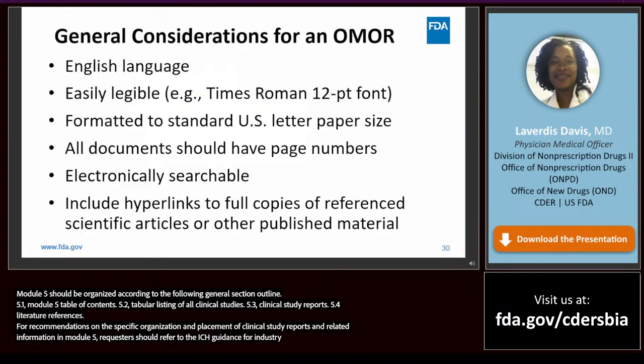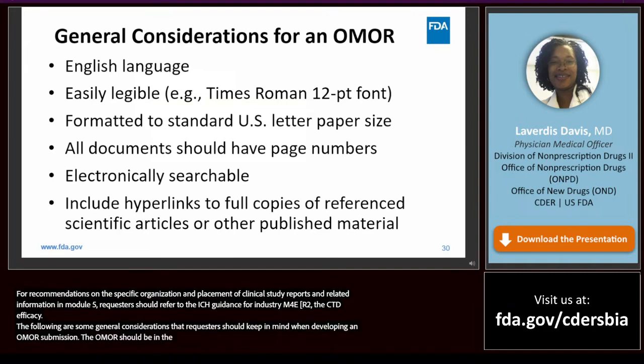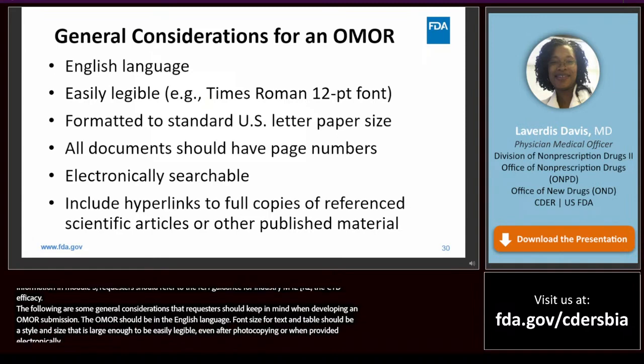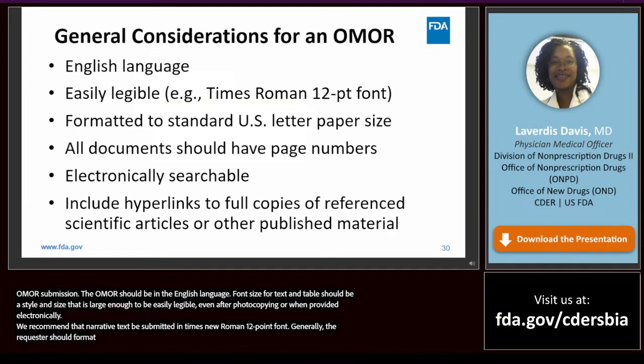The following are some general considerations that requesters should keep in mind when developing an OMOR submission. The OMOR should be in the English language. Font size for text and tables should be a style and size that is large enough to be easily legible, even after photocopying or when provided electronically. We recommend that narrative text be submitted in Times New Roman 12-point font. Generally, the requester should format an OMOR to standard U.S. letter size paper, which is 8.5 by 11.578 inches.